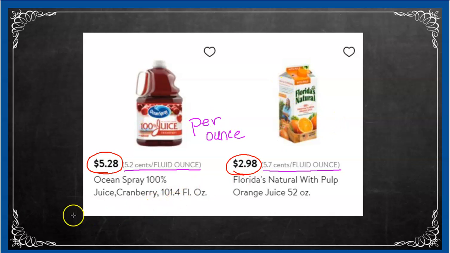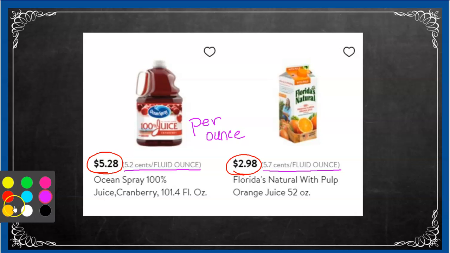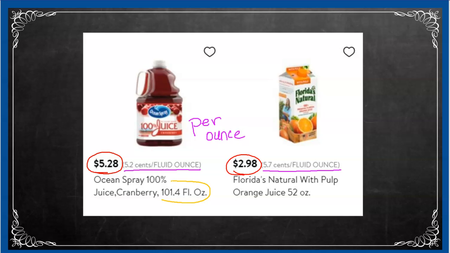Because if you look down here a little bit lower, you see that this is 101 ounces of cranberry juice and it's only 52 ounces of orange juice. So what they did was they divided the $5.28 by the 101.4.